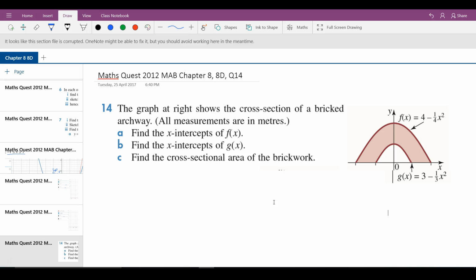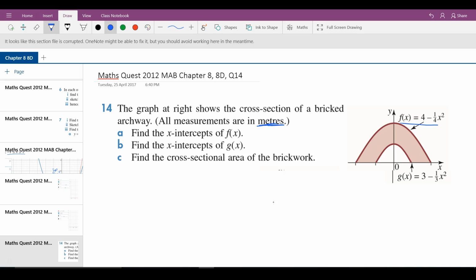Alright, question 14. The graph at right shows the cross-section of a brick archway. All measurements are in meters. Good, so we know the unit is in meters. Alright, so let's look at the first question. Find the x-intercept of f of x.